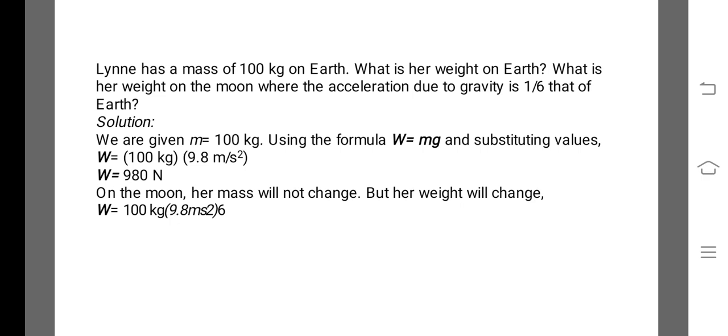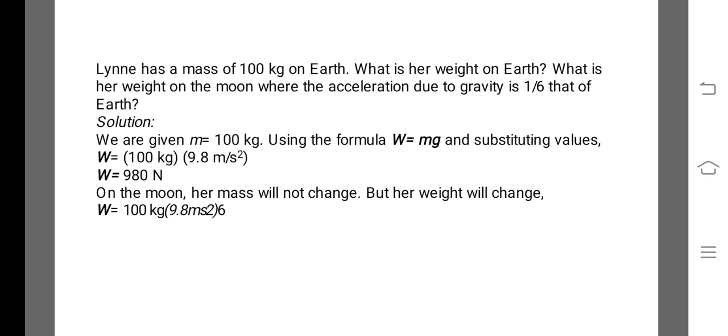And on the second question, what is her weight on the moon where the acceleration due to gravity is 1/6 that of Earth? So what will happen? We will just simply divide the gravity of the Earth by 6. So we will divide 100 kilograms times 9.8 meter per second squared over 6, or divide it by 6. So that will result to 163 Newton.